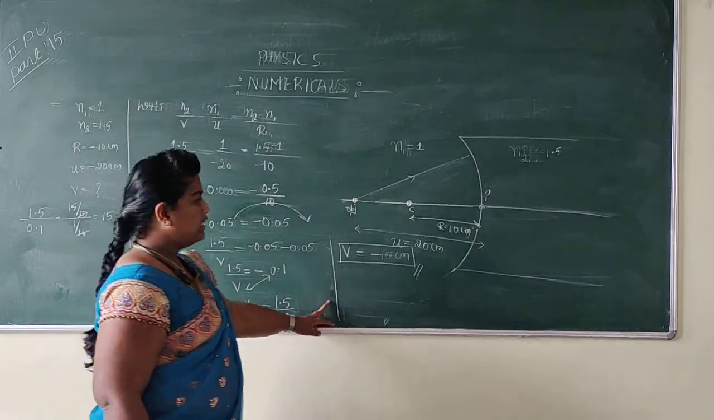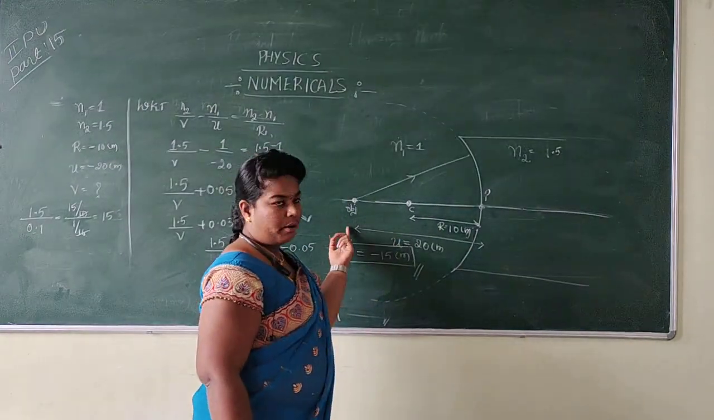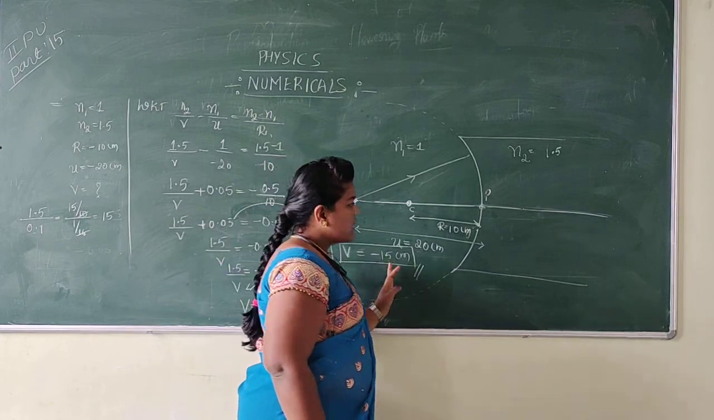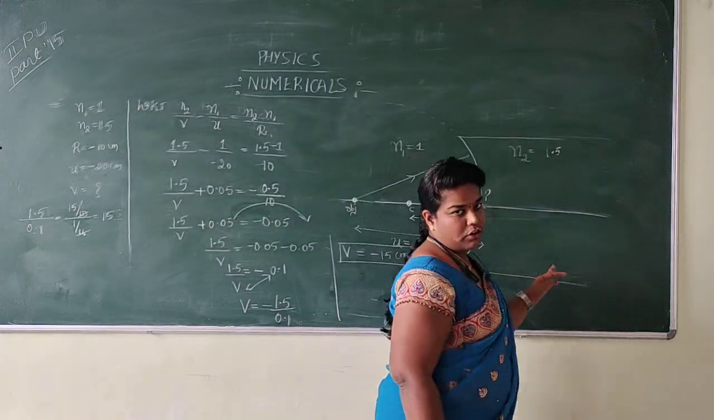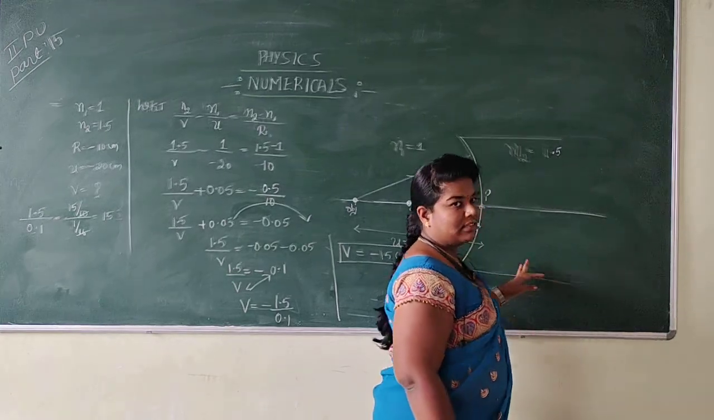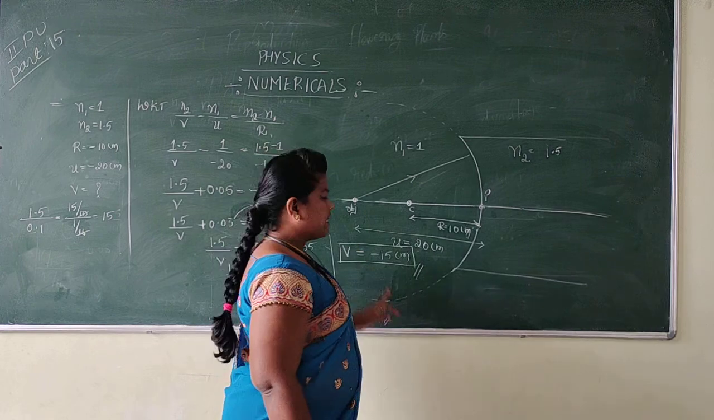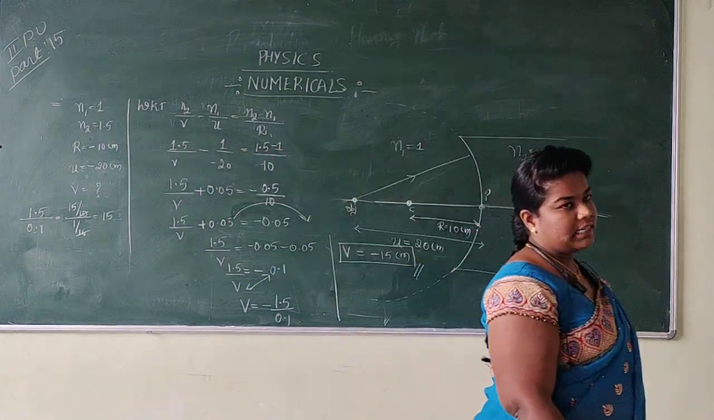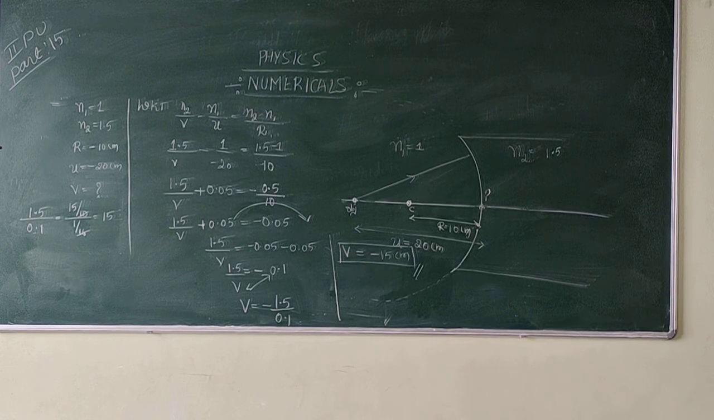It indicates that the image is formed on that side. It is formed towards the side of the object. If plus had come, it is formed on the other side of the object, on the opposite side of the object, as we used to say. But here since minus has come, the image is formed on the same side where the object is. That's why we got it as minus 15 centimeter.